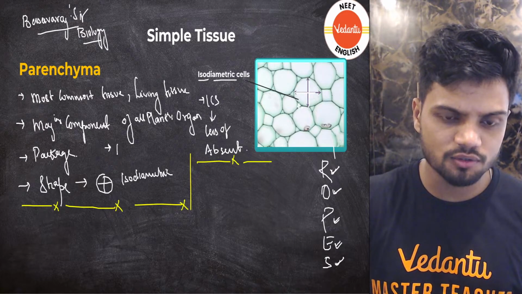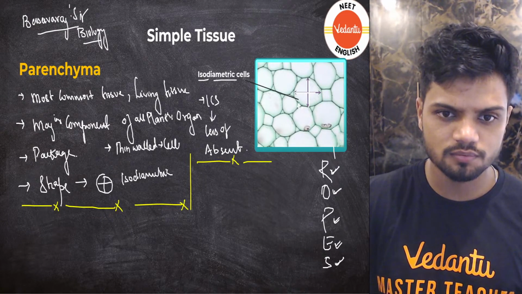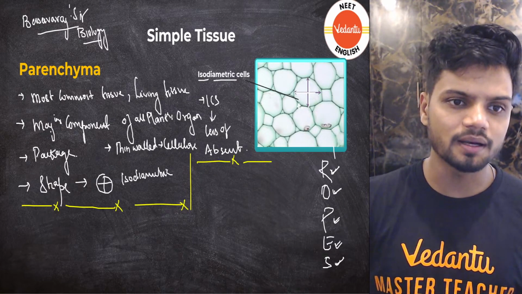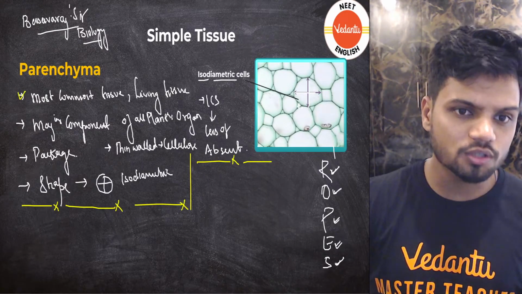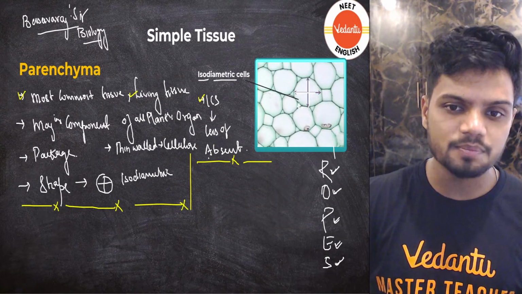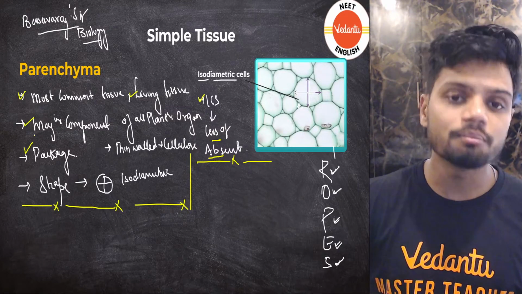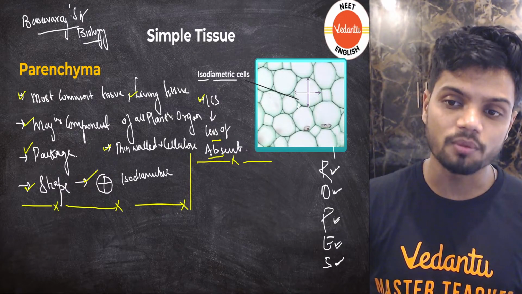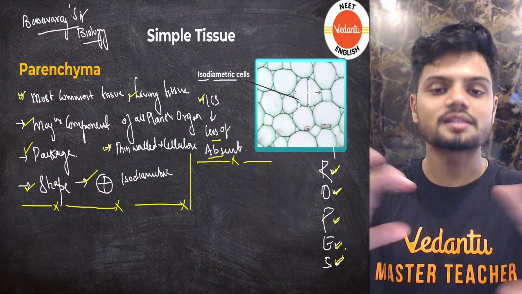Apart from the last point, it is called thin walled. Thin walled, made up of cellulose. Now, what are the points here? I'll repeat again. If you don't understand any point, quickly ask me. Most common tissue, living tissue. Intercellular space is completely absent or very less. Major component of all plant organs. Packaging, main function. Thin walled, shape is isodiametric or can vary from round, oval, polygonal, elongated and spherical. That's all for parenchyma.